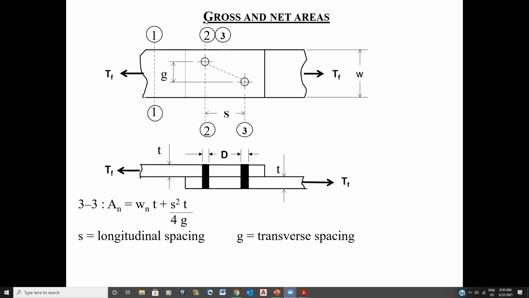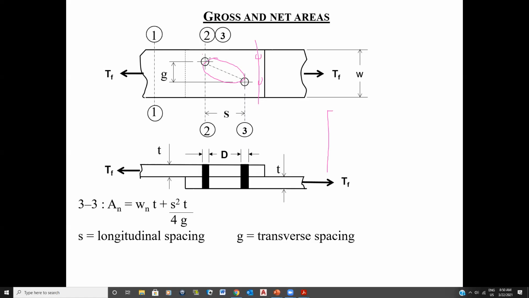Now, to calculate the net area in here, this is the equation, okay? So for 3-3, to calculate the A_n in here, you take W_n T. So in other words, it's as if you're taking these two together, and then you're adding a little bit more, just like Pythagoras' theorem, because you're going diagonally here. Does everybody see that? So if I would have one hole over the other, then I would just calculate A_n.